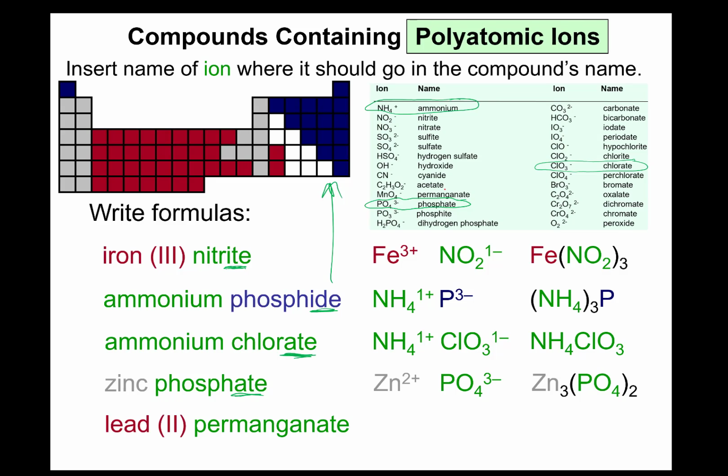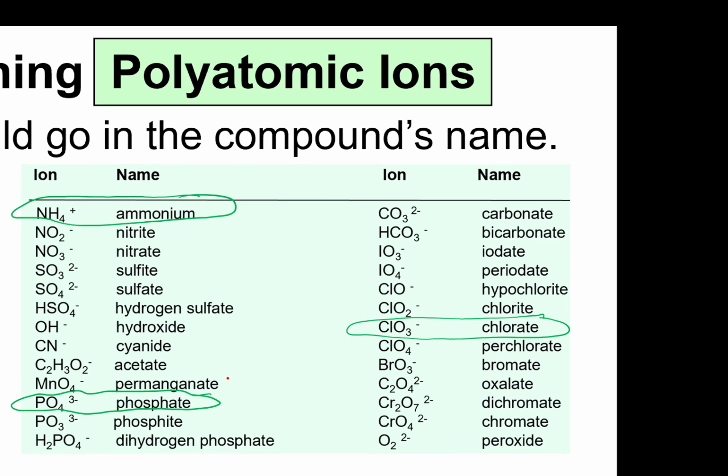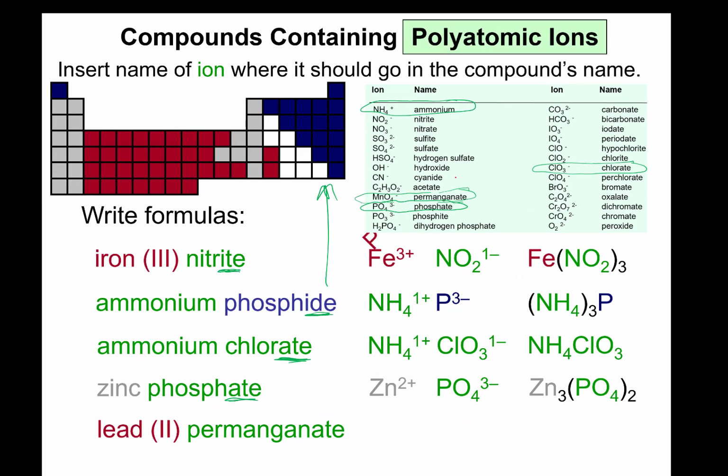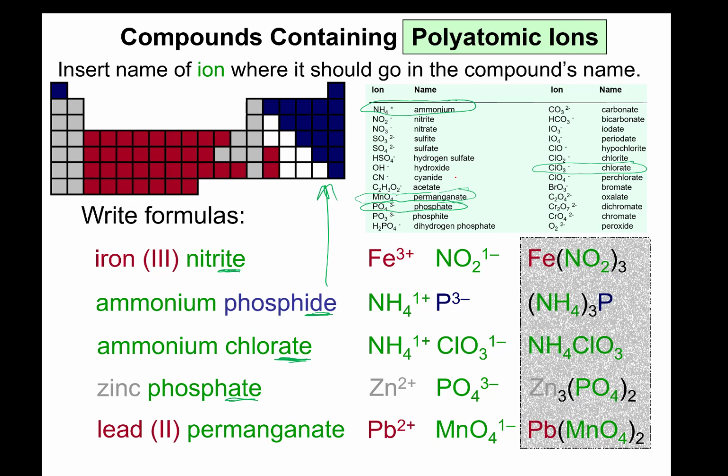Last one, lead 2. So that's Pb2+. Permanganate is MnO4-. So we're going to need 2 permanganate ions for every 1 lead 2+ ion. So we need to have parentheses. So those are the formulas.